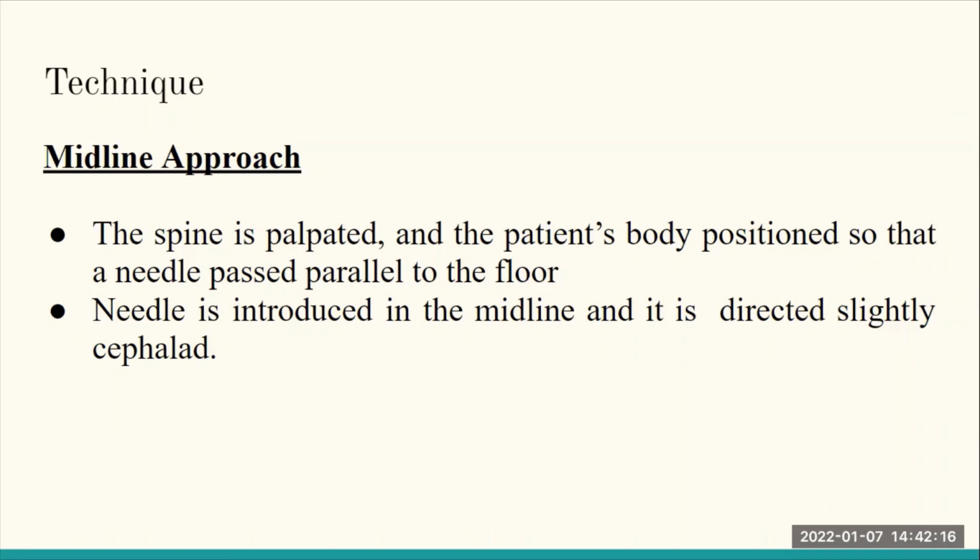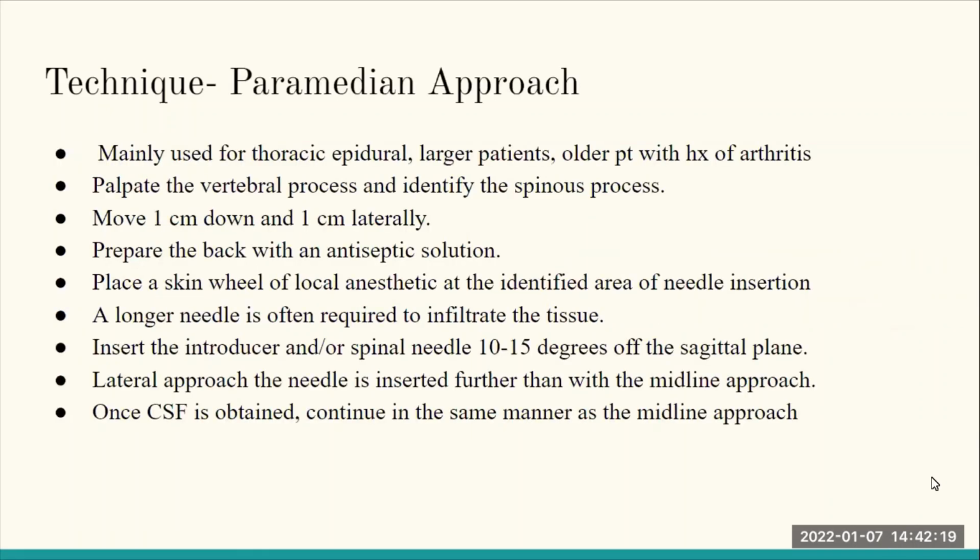But then on the next slide, when we look at the paramedian approach, it's mainly used for thoracic epidural or for larger patients or older patients with a history of arthritis. With this one, you go laterally, either on the right or on the left side, about 1 centimeter laterally. And with this one, you pretty much bypass your supraspinous and interspinous ligaments. So you go through the skin, the subq, and then directly to the ligamentum flavum. At that point, you're going to get that sensation, and then you can connect your syringe to check for loss of resistance.